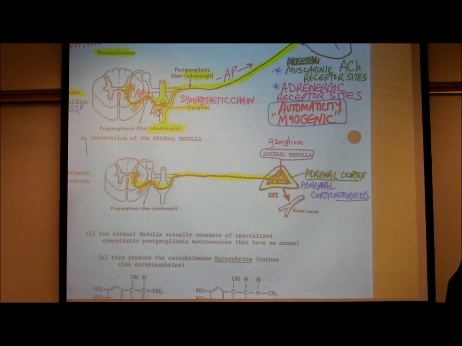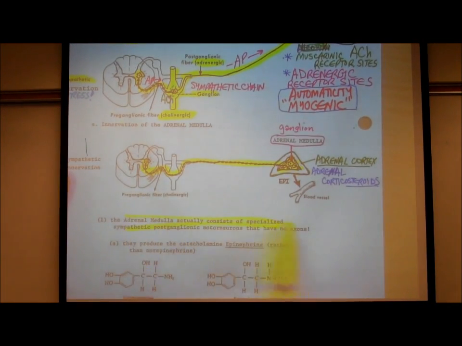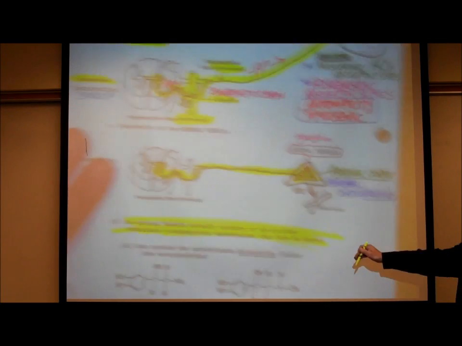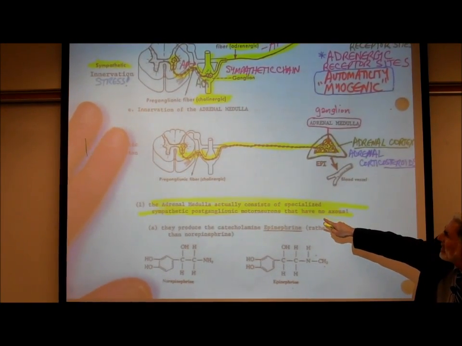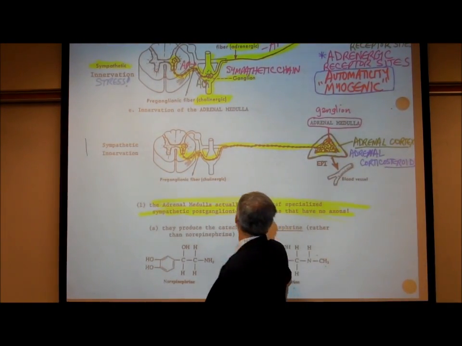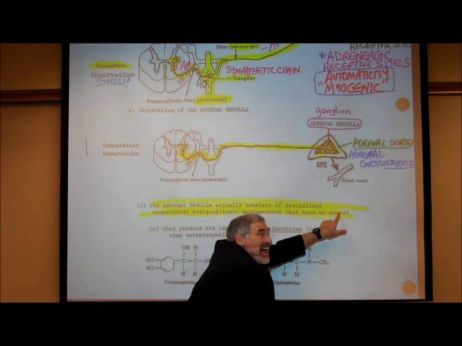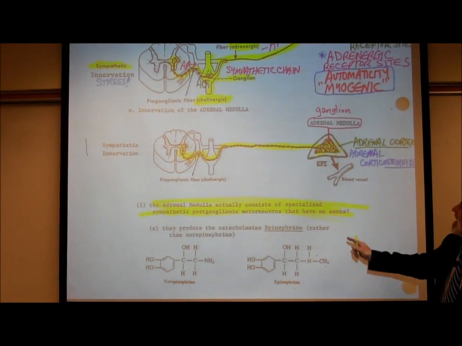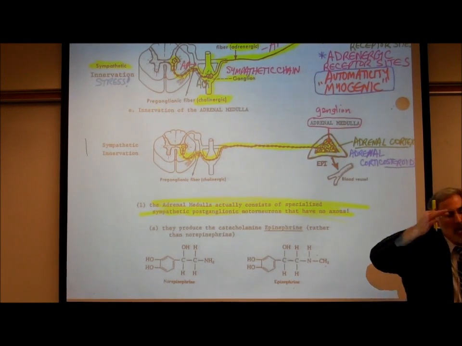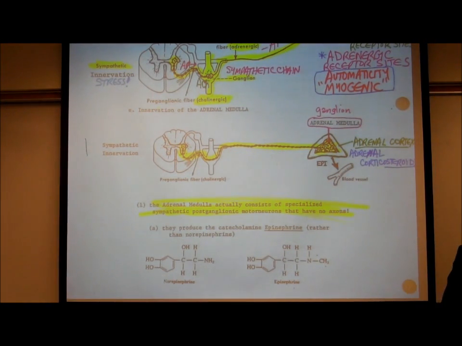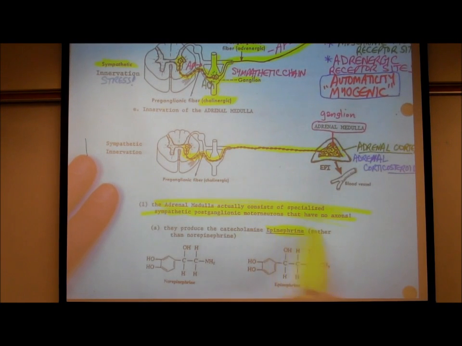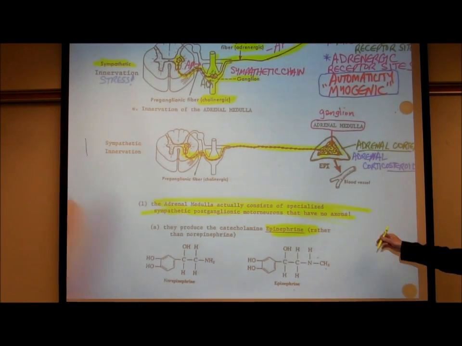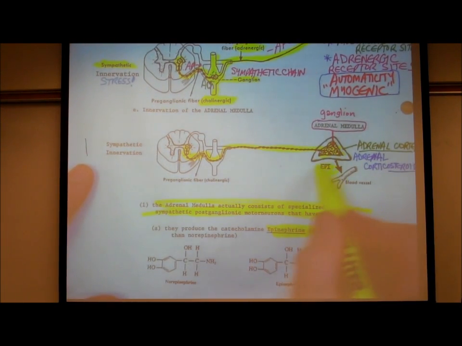You'd say, let me write that down. Slow down, I wrote it for you. The adrenal medulla is actually made up of specialized sympathetic postganglionic neurons that have no axons! And they release a modified form of norepinephrine called epinephrine. And they release it into the bloodstream.